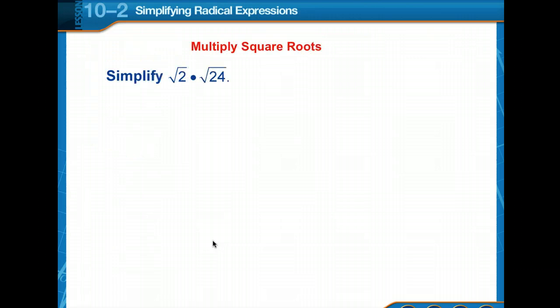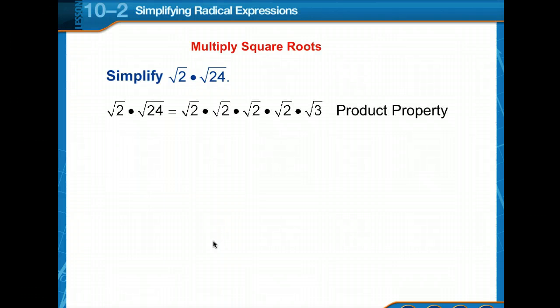Now we're going to multiply square roots. We've got the square root of 2 times the square root of 24. Now we can write those each under their own radical symbol. So square root of 2 times the square root of 2 times the square root of 2 times the square root of 2 times the square root of 3. So if we were to use a factor tree on 24, that's what we would get.